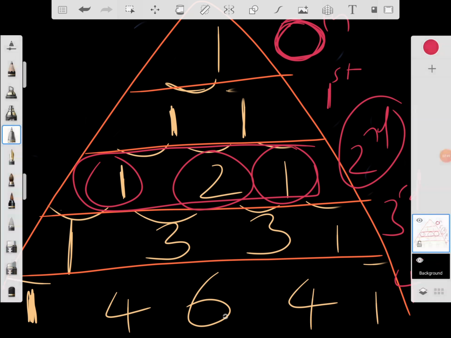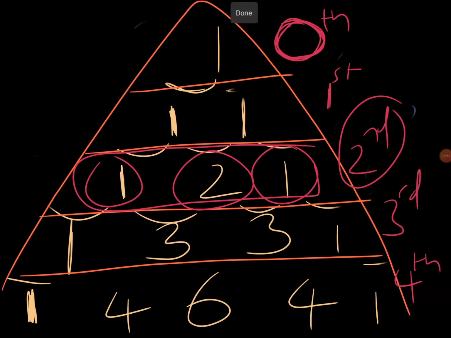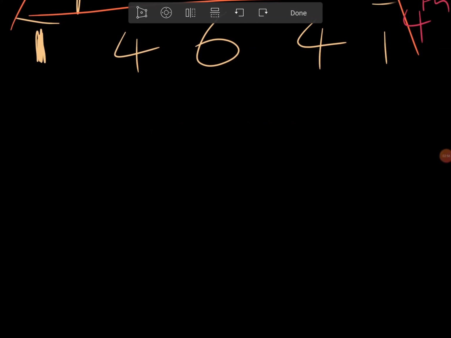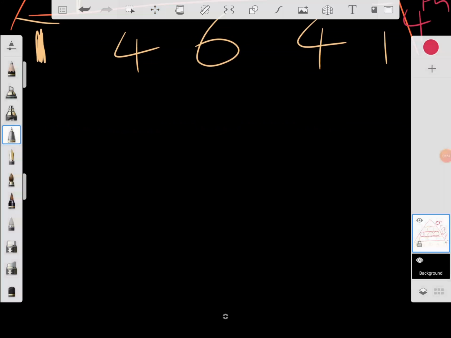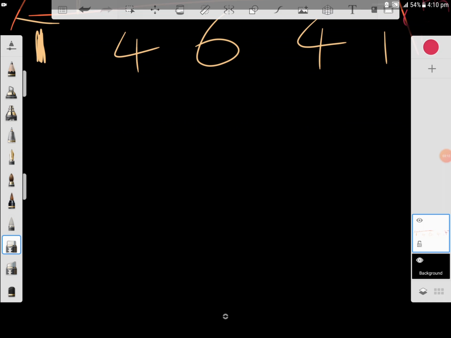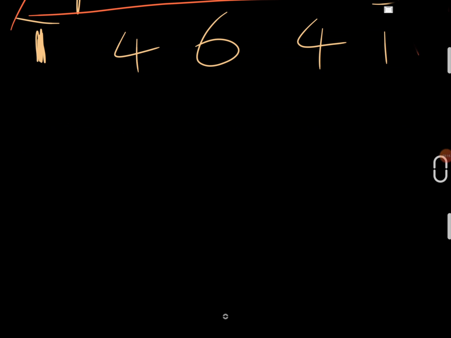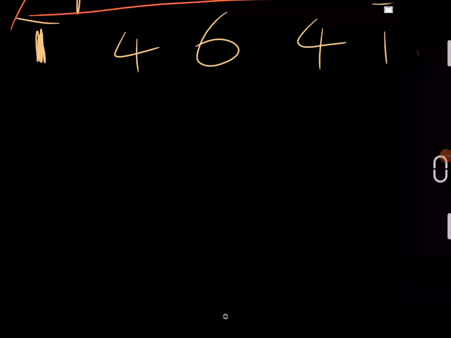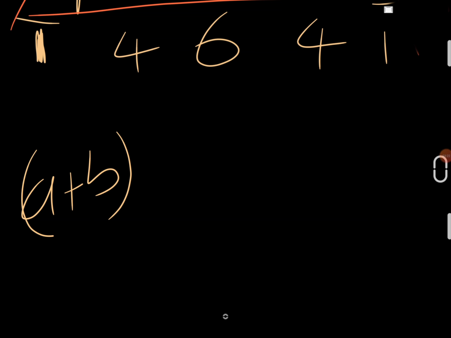Now, let me show an example with the 4th row. So this is the 4th row, and with this 4th row, let me try to help you. Okay, so let me bring my pen. (a plus b) to the power 4.